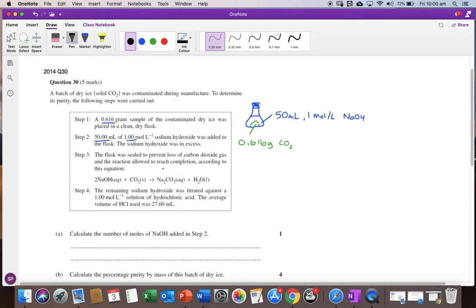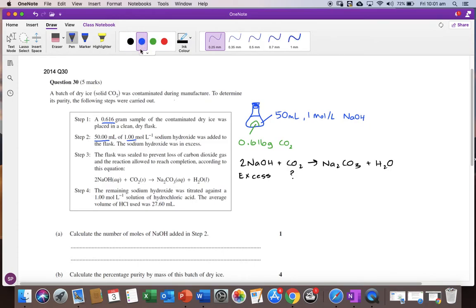The reaction was allowed to reach completion, and here's our equation. So we've got 2 NaOH plus CO2 produces sodium carbonate and water. How nice was that? They gave you an equation. And they also told you that this is excess. And we're looking for the amount of carbon dioxide that's in our contaminated lump. So it was allowed to reach completion, which means all of our CO2 has reacted. The reaction has completely gone in this direction, but we know that our NaOH is in excess.